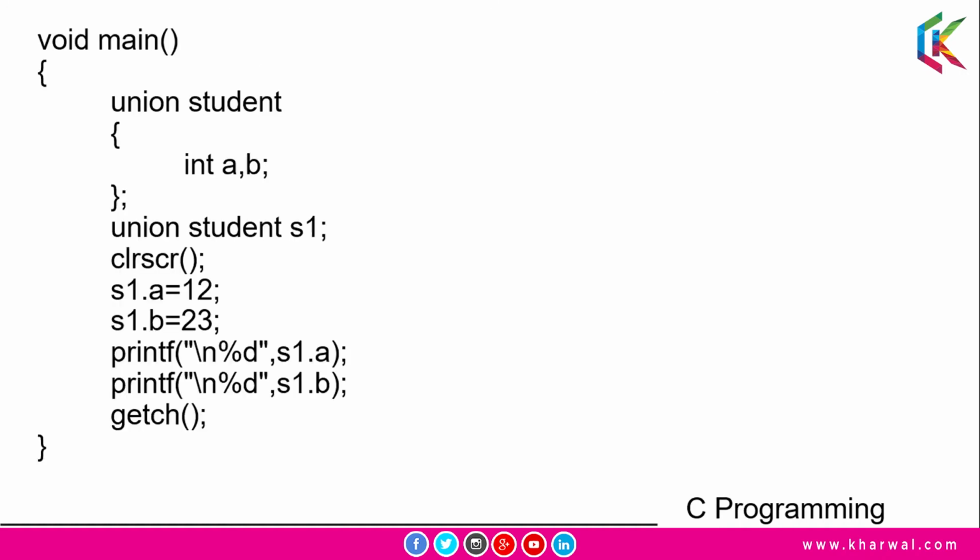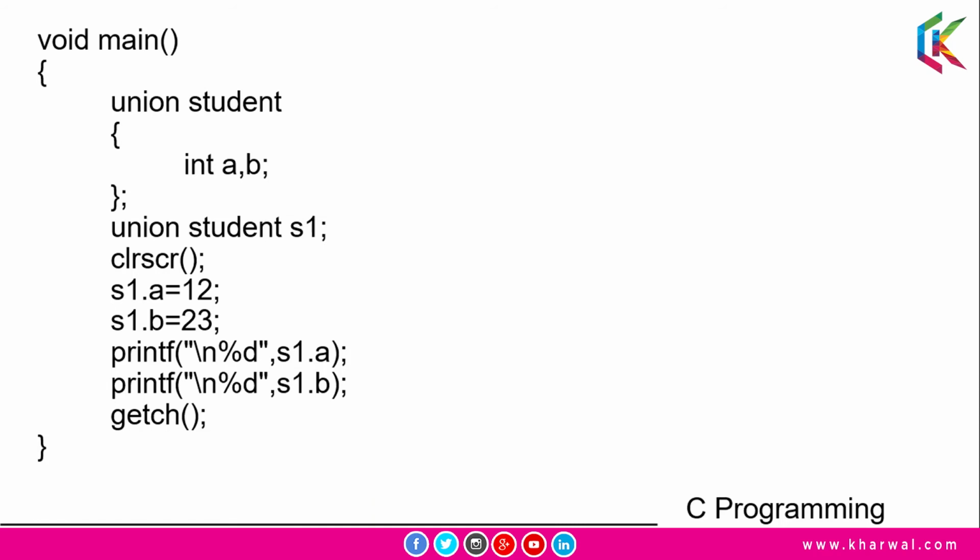This is an example of union, and I have declared a union student here in the main function. There are two members of this union student, A and B, and S1 is the union variable. Now I am assigning 12 to member A and 23 to B. As we know that union members share the same memory location, the value of A and B will be 23. So if I print the values of A and B by using these printf statements, we will get 23 and 23.